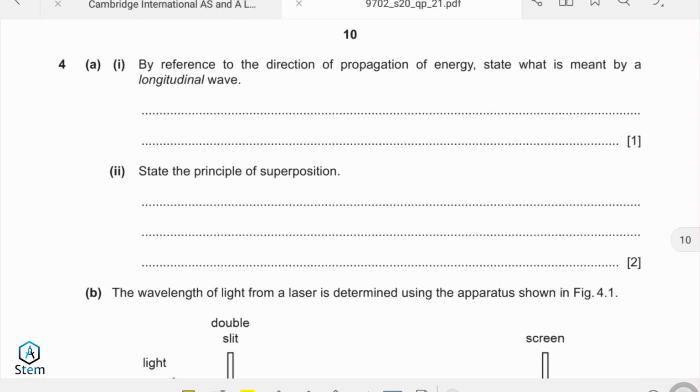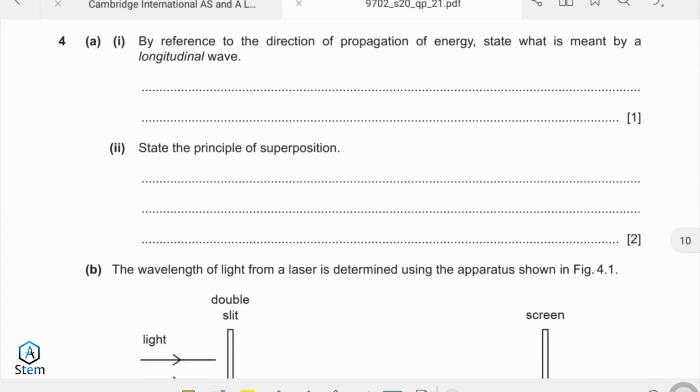All right, number 4. By reference to the direction of propagation of energy, state what is meant by a longitudinal wave. Guys, with this question, I just want to make you aware of two things which are happening here. Energy is being propagated in a particular direction, and we have particles which are oscillating in a particular direction. When we are answering this question, we must mention the relationship between the direction of propagation of energy and the direction of oscillation of particles.